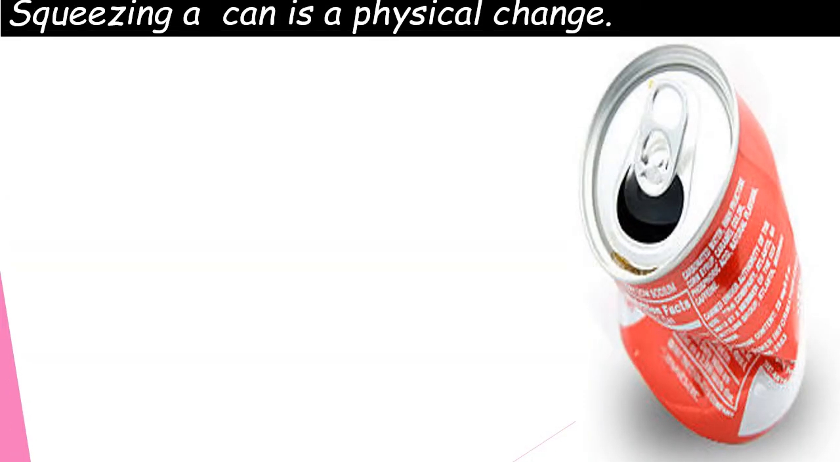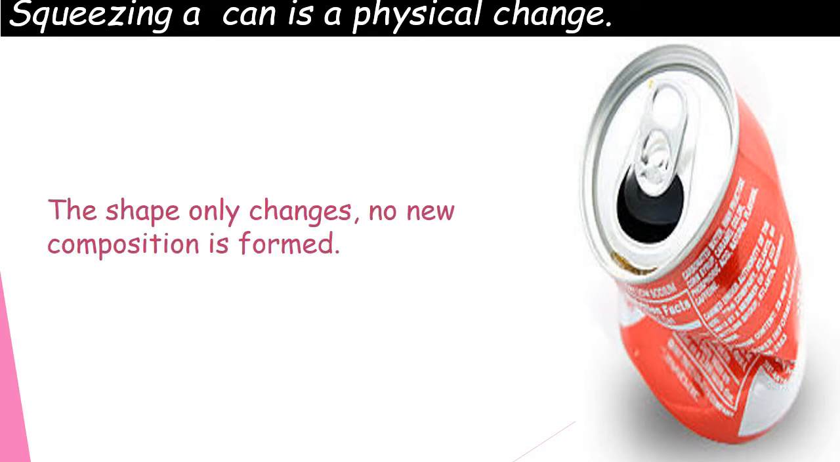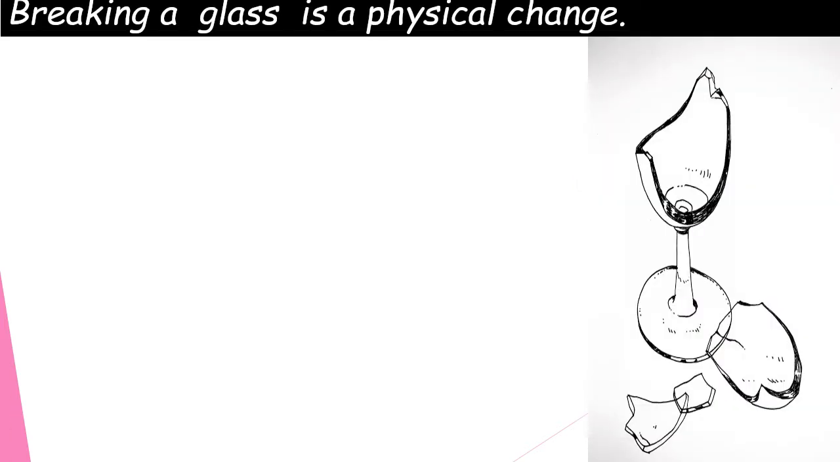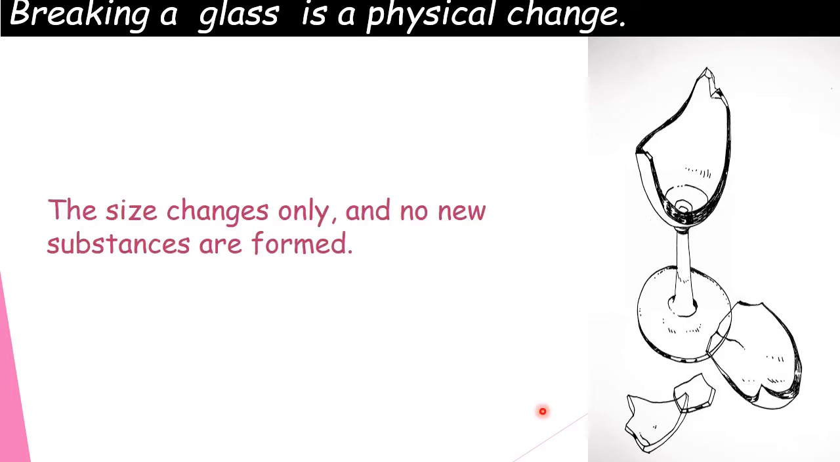So, squeezing a can is a physical change. Why? Because we change the shape of this can. The shape only changes. No new composition is formed. No new substances are formed. Breaking a glass is a physical change. Why? Because the size changes only. Here, the size changes, and no new substances are formed.